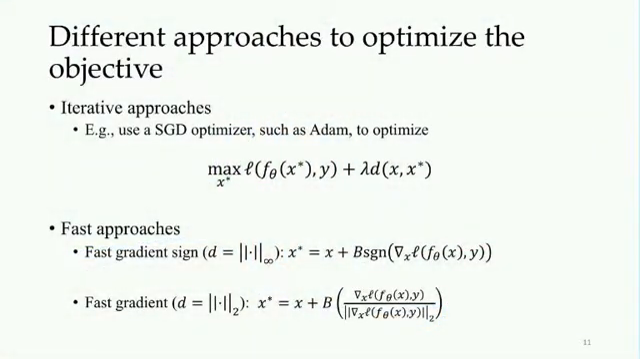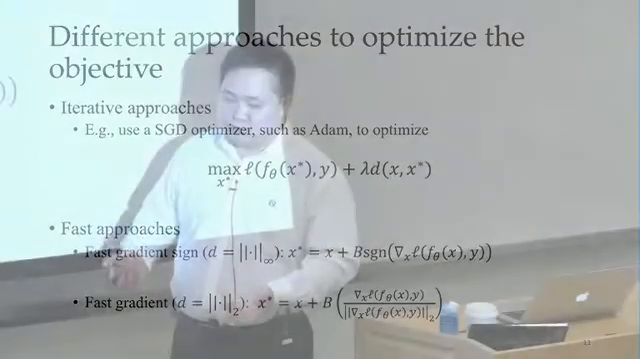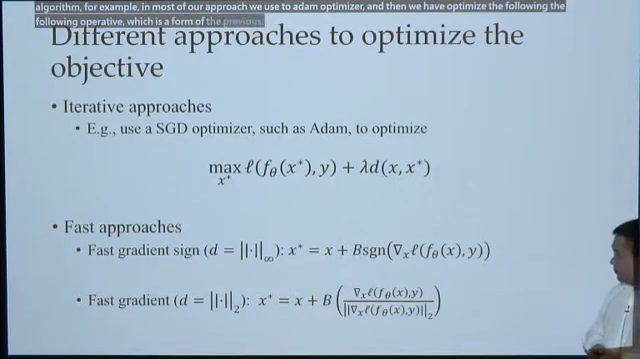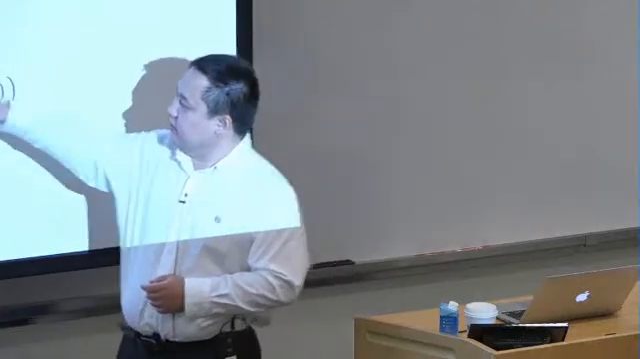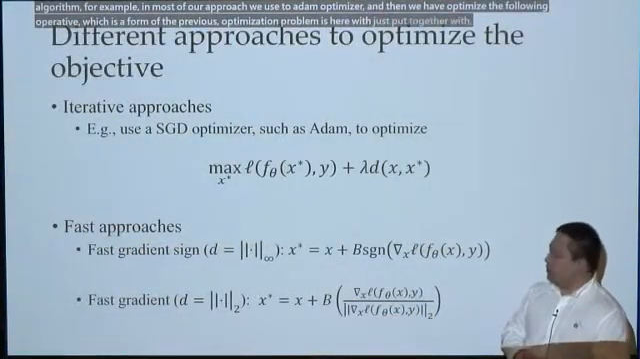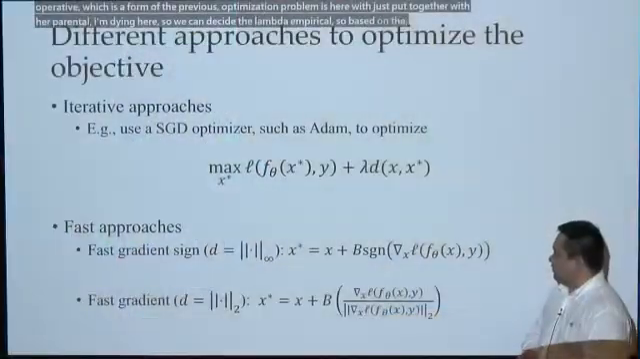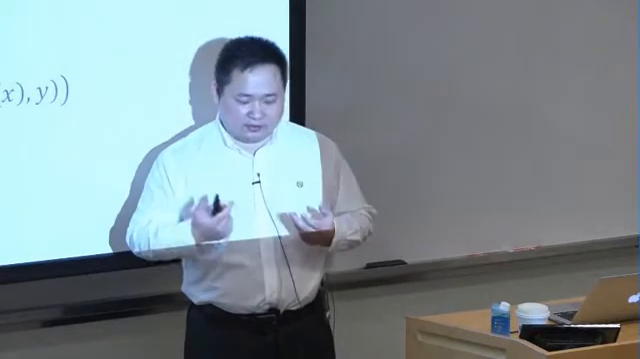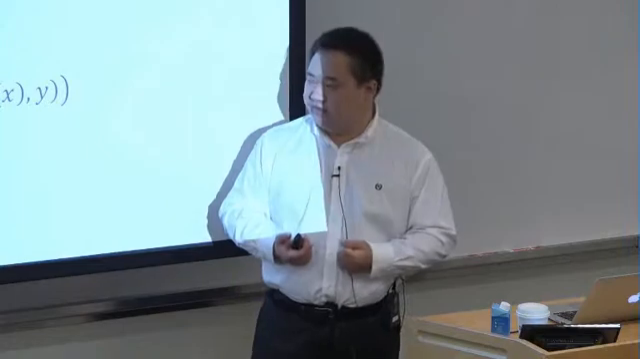So I will enumerate two classes. One is called the iterative approach. For example, we can use a gradient descent-based algorithm. For example, in most of our approach, we use the Adam optimizer. And then we can optimize the following objective, which is the dual form of the previous optimization problem. In here, we just add the two together with a hyperparameter lambda. So we can decide the lambda empirically based on the result of our generated adversary example. And then typically we can run the Adam optimizer within 100 iterations, and the generated adversary examples are very good, which means that they can totally fool the model, and also the perturbation is very small.